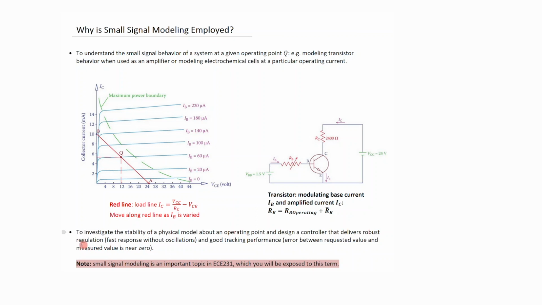Finally, what we'd like to do with all this is to investigate the stability of a physical model about an operating point, and then design a controller that delivers robust regulation, which means fast response without oscillations, and good tracking performance. That is, the error between the requested value and the measured value is near zero. These are things that are important when you're dealing, for instance, with the control of a system. We typically use small signal modeling to provide us with that necessary information.